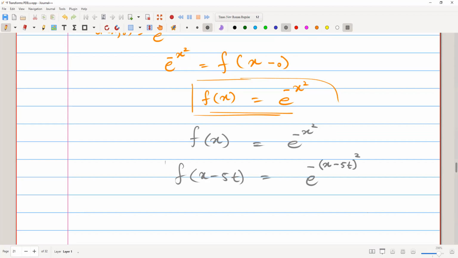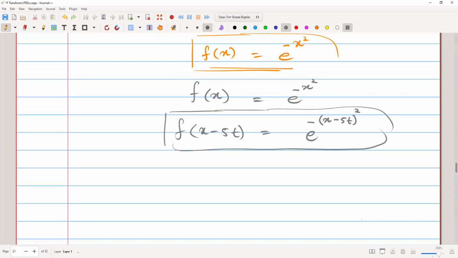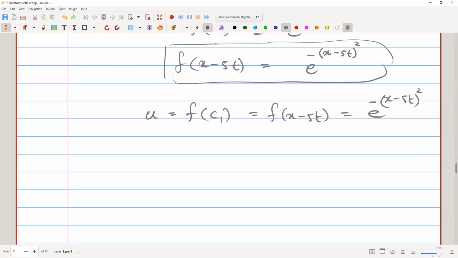So we get f of x minus 5t, the function of x minus 5t, is nothing but exponential to the power negative (x minus 5t) squared. So the solution u, which was given by f of c1, will be f of x minus 5t, which is e to the power negative (x minus 5t) squared. So the solution we get is nothing but this function here.